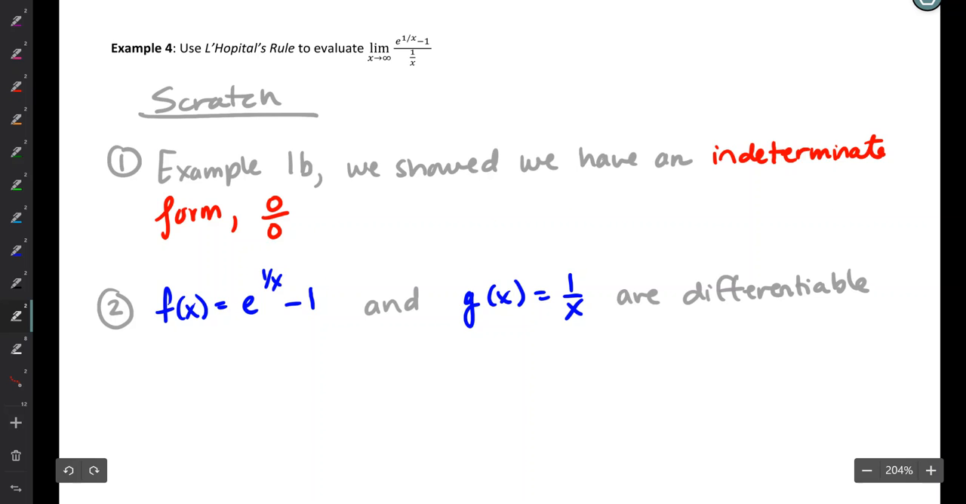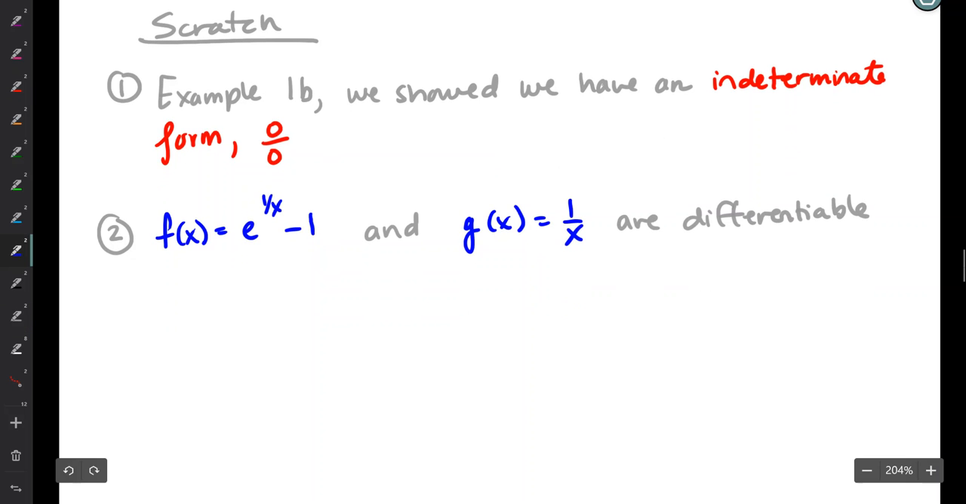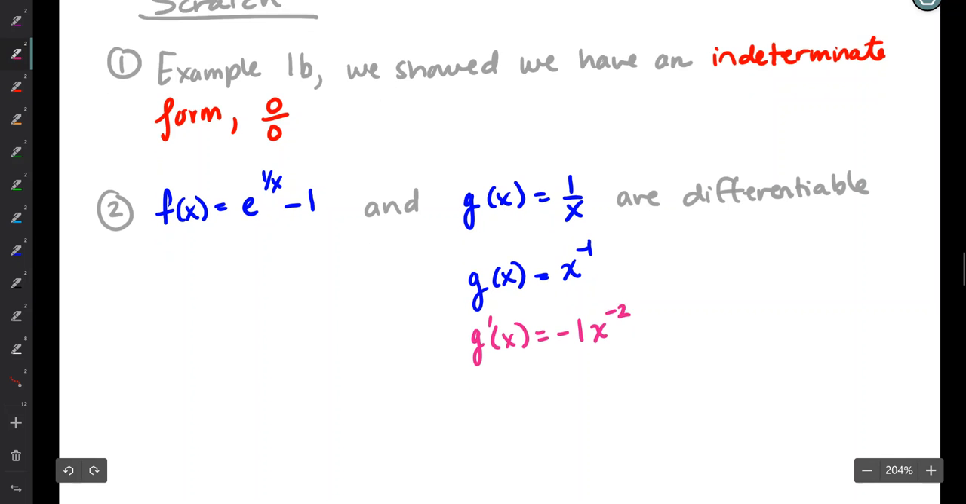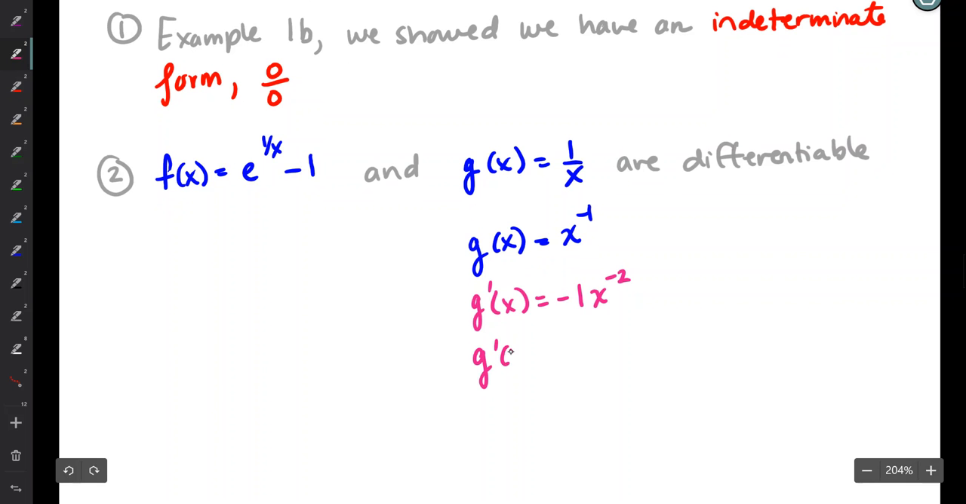All right, let's take the derivative of g first, just because I see part of g showing up in f. To take the derivative of 1 over x, I'm going to first write it as x to the minus 1 power. G prime, using power rule, is minus 1 x to the minus 2 power. G prime is minus 1 over x squared.